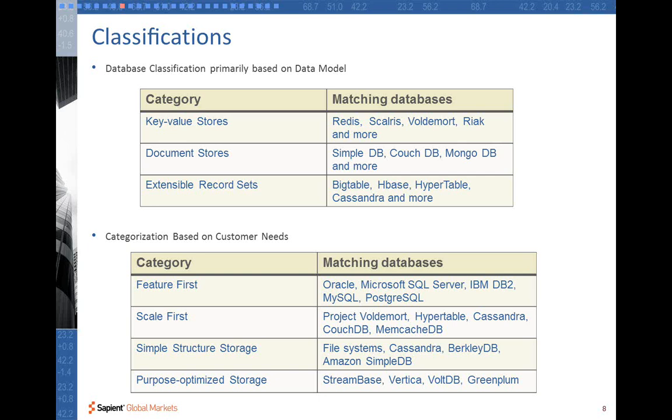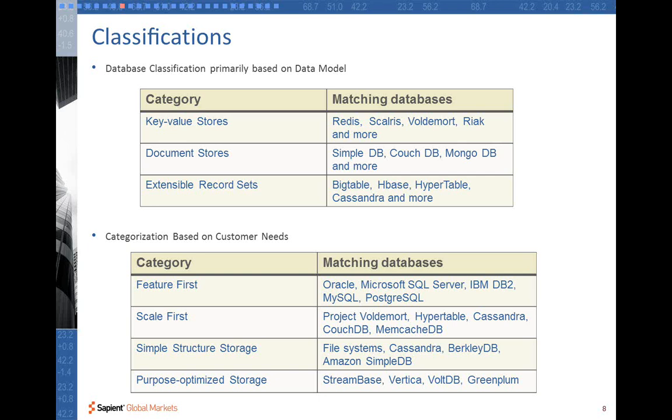The third kind of categorization can be done based on storage structure, which assumes a key value store with an emphasis on storing and retrieving sets of arbitrary structures. The downside is that they generally don't have the features or the scalability for the system. Examples include file system, Cassandra, BerkeleyDB, Amazon SimpleDB. The fourth kind of categorization is purpose-optimized storage, which are databases designed and built to be good at one thing, for example data warehousing or stream processing. Examples of such databases are Streambase, Vertica, VoltDB, GreenPlum, and whatnot.